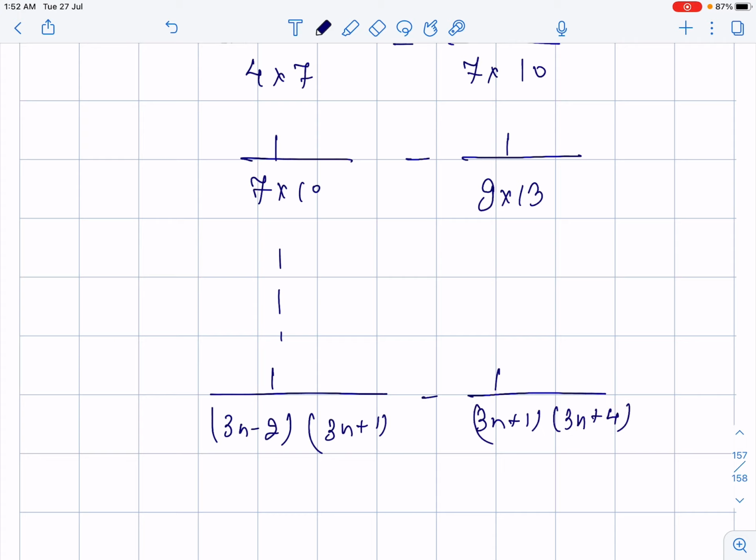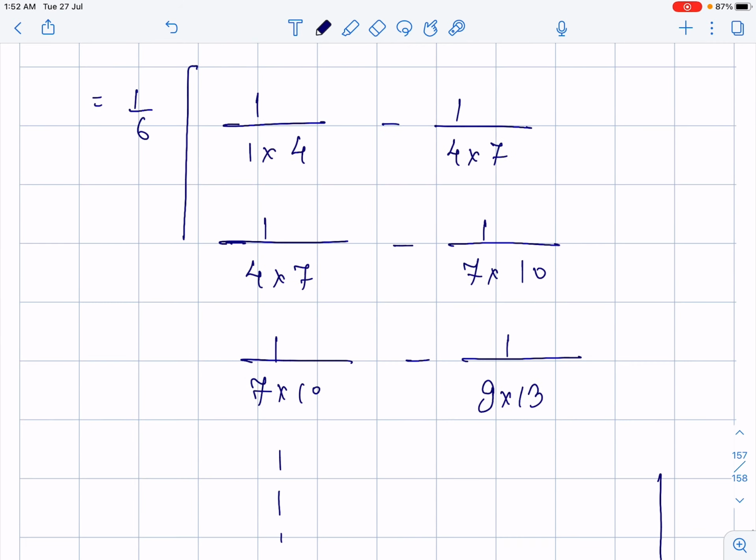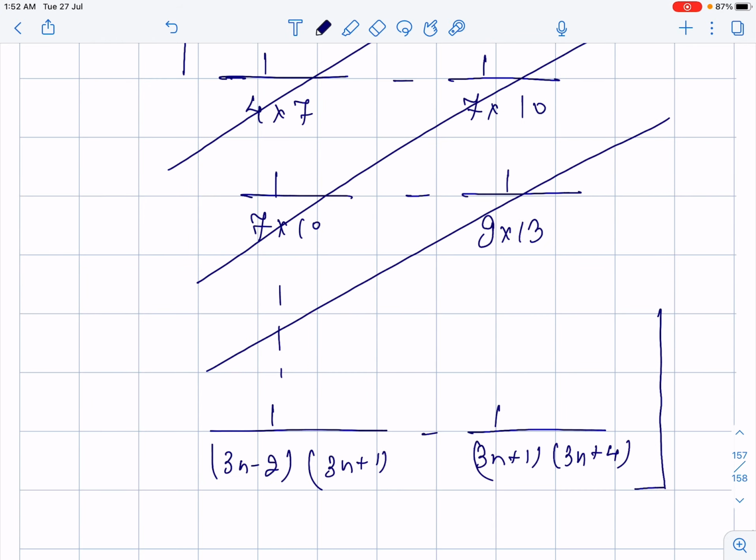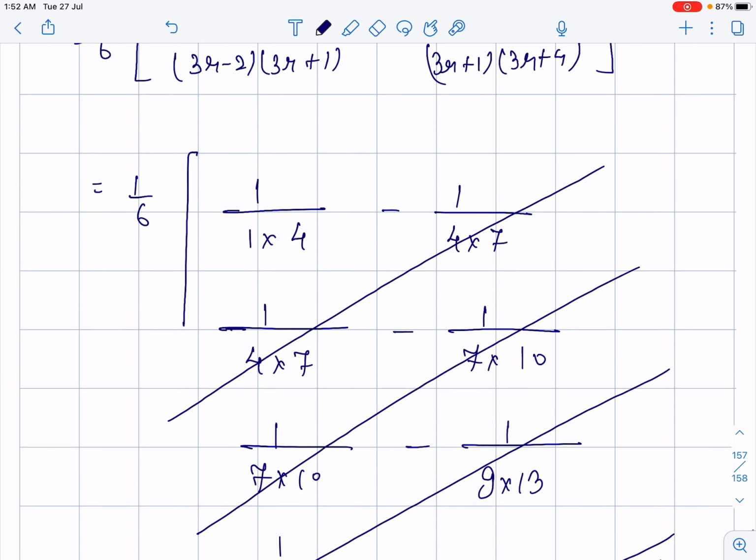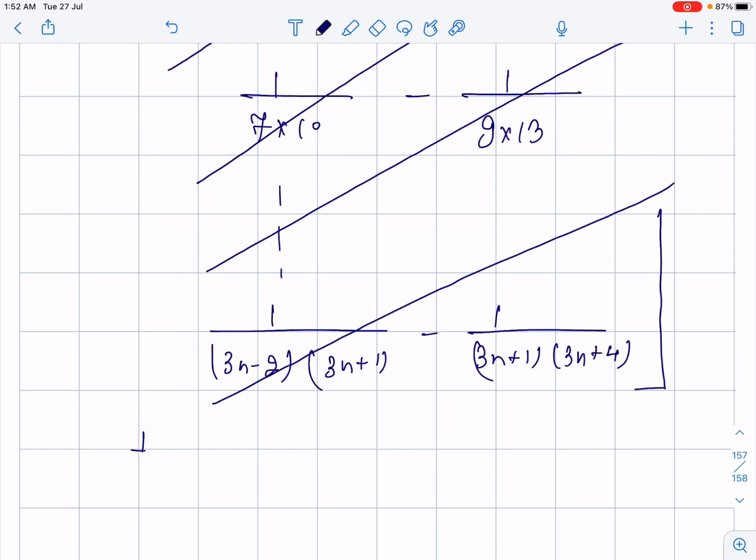I will subtract whatever has been generated over here. Whatever is getting cancelled, these two things will get cancelled. Likewise, everything will get cancelled like this. So finally we'll be left with 1 upon 24 minus 1 upon 6 multiplied by 1 upon (3n plus 1) multiplied by (3n plus 4). So that will be the sum of n terms of this series.